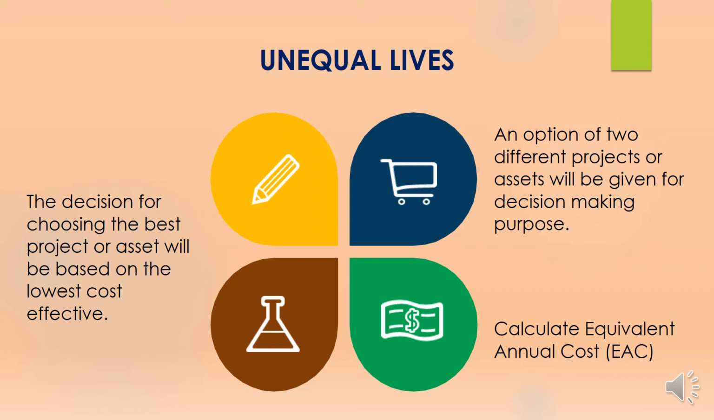The decision for choosing the best project or asset will be based on the lowest cost effective, meaning that you should choose the project or asset that has the lowest amount of cost, because if the cost is lower, the company does not have to bear larger amounts of cost, which is good for the company. Under unequal life, you will calculate the equivalent annual cost, which is EAC.